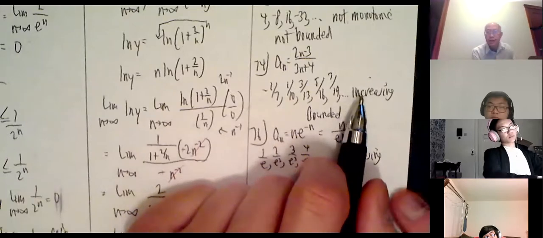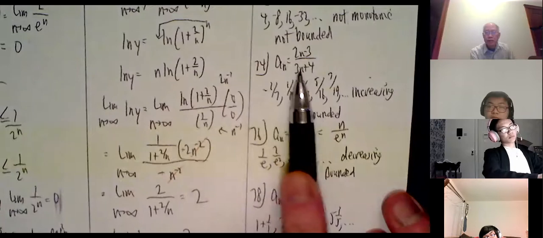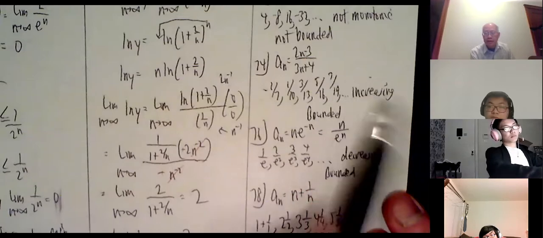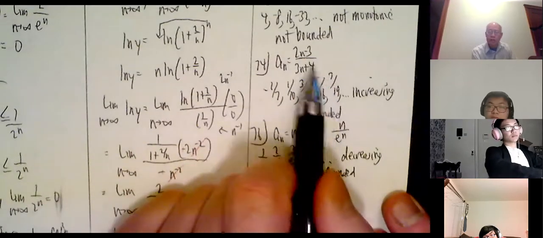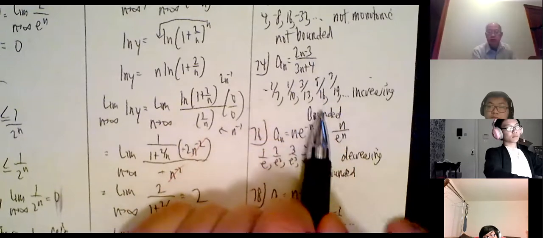Even though this is increasing, you can tell by the pattern, when n gets super big, the limit's going to be 2/3. So I don't have a hold of this exactly, but all the numbers should definitely be less than or equal to 1. So I would say 1 is an upper bound. So this is a bounded sequence.